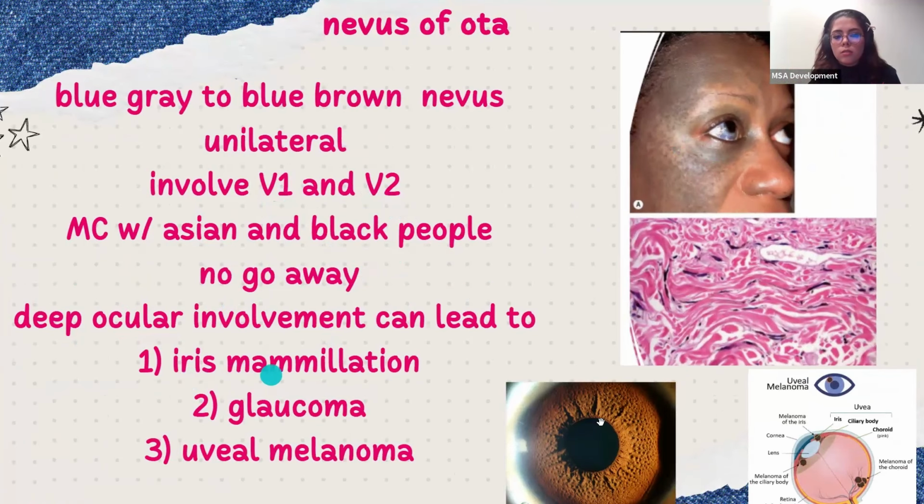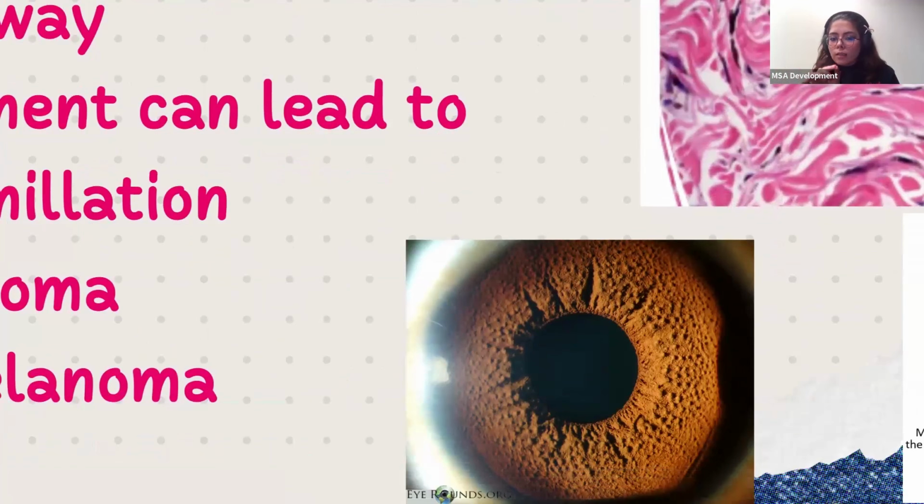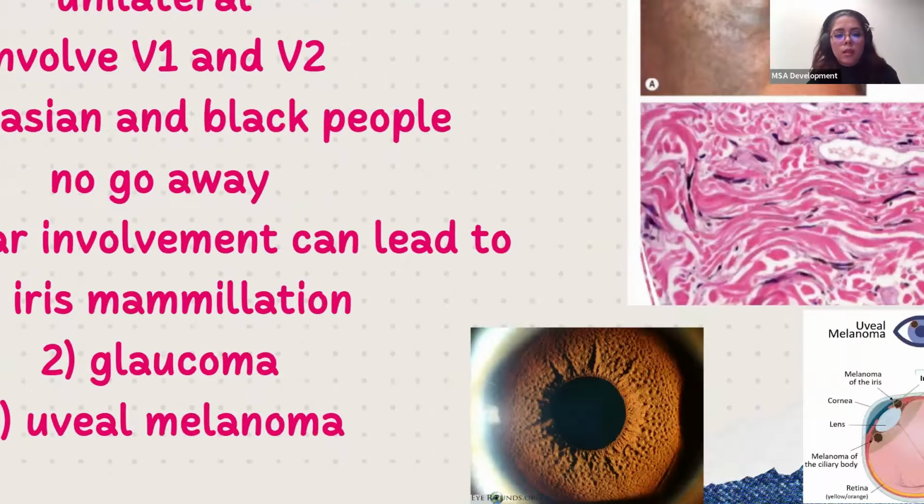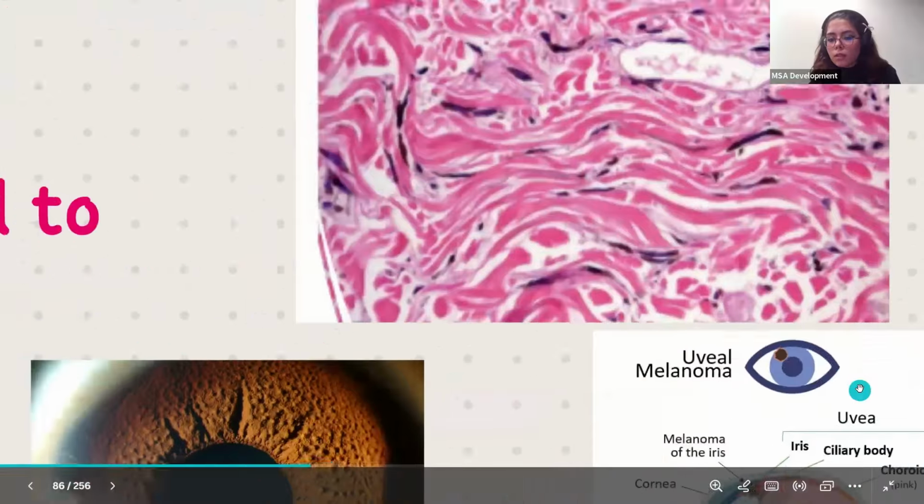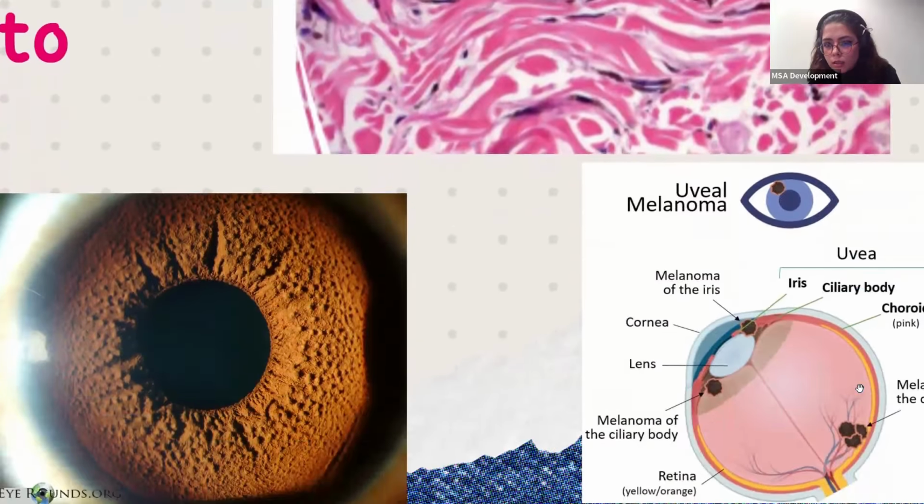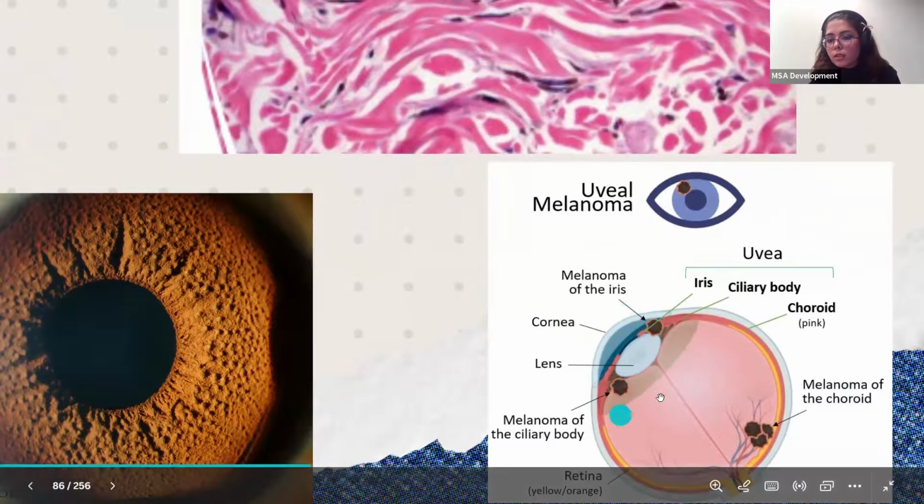There's iris mamillations. This is what it looks like. The iris itself has tiny peaks. And a fun fact, the reason it's called iris mamillations is because apparently it looks like nipples. I don't know how we came to that conclusion, but it's there. The risks are glaucoma or uveal melanoma. This is not included, but I found this diagram helpful. You would have a melanoma of the iris, the ciliary body, or the choroid.